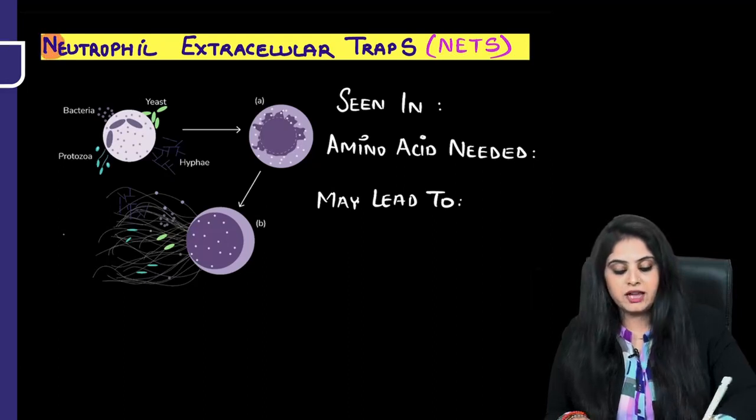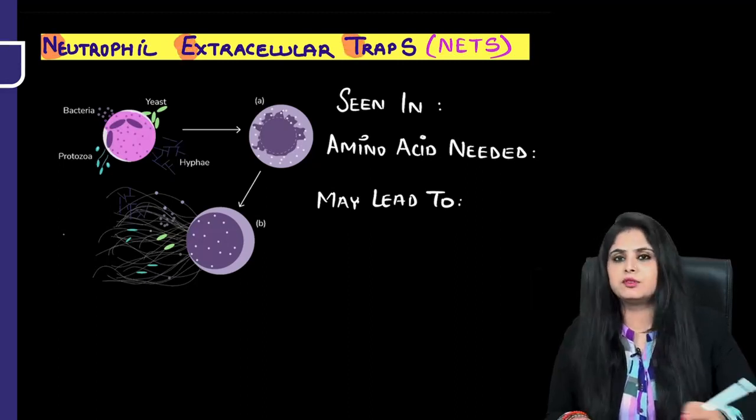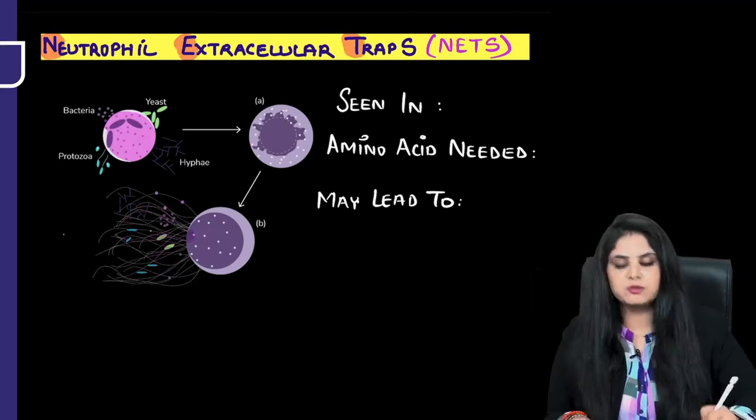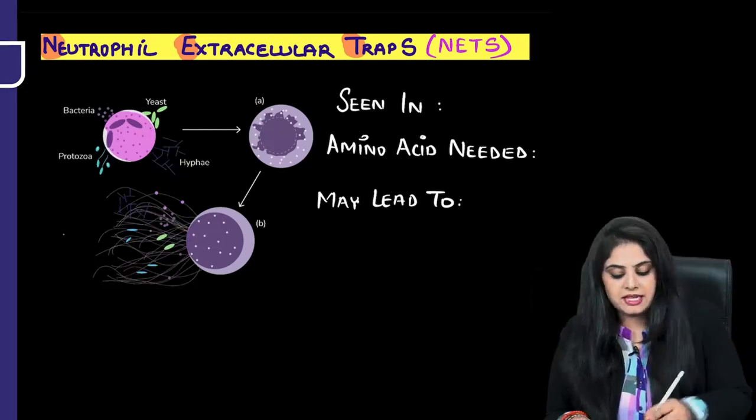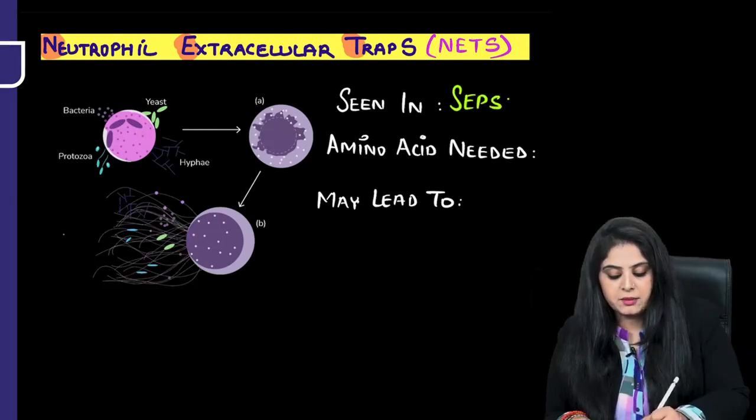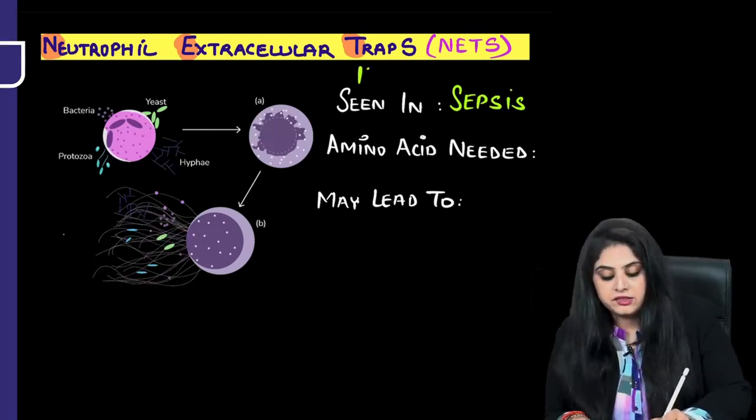Let's repeat. So I'm going to have a neutrophil, which I can very well see over here. And something is going to happen outside, extracellular traps. So why am I making extracellular traps over here? Because I want to kill some bacteria, virus, parasite. This is going to happen in cases of sepsis. So this is a kind of a killing which is seen in sepsis.